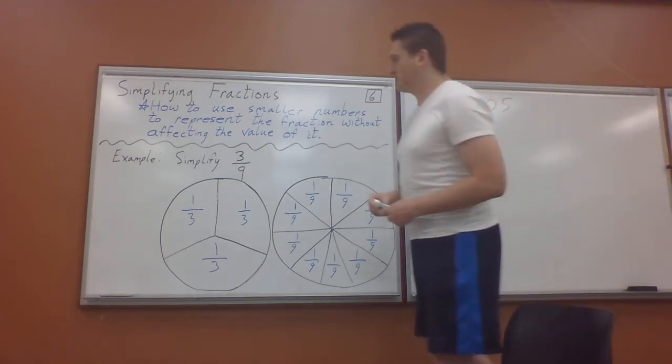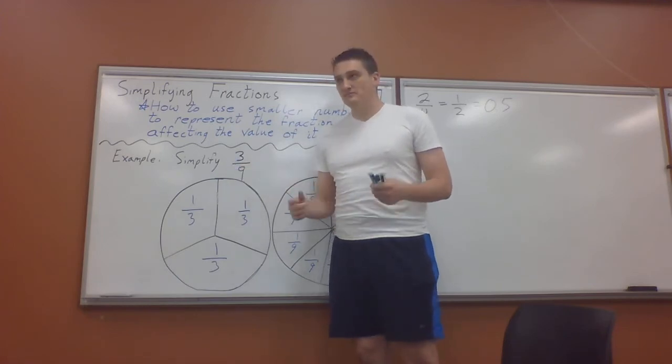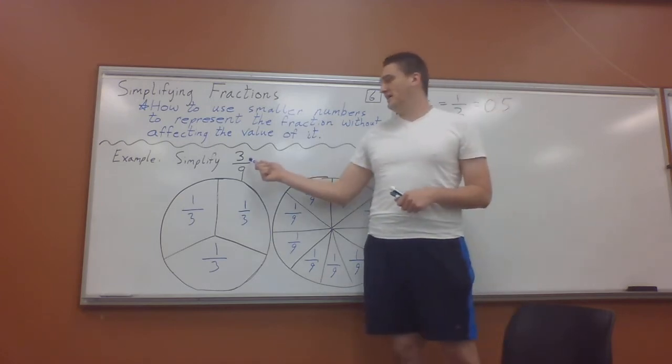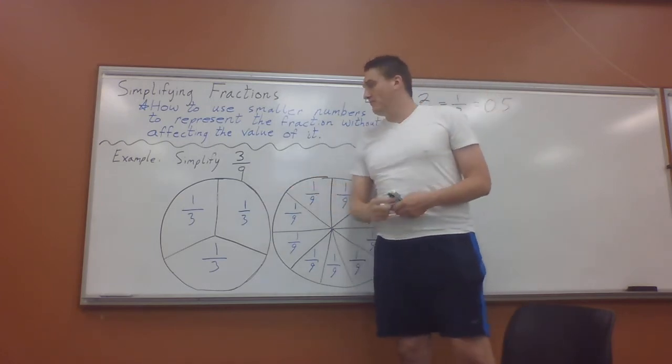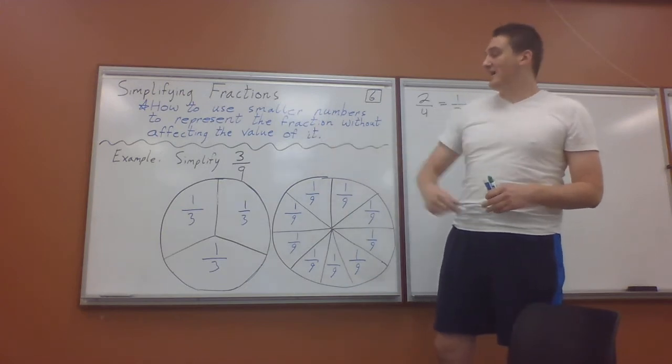So let's look at a first example here. I want to simplify 3/9. Now, why do I need to simplify it? Because I know that this is not in its lowest terms, meaning that there is a factor of 3 that goes into 3 and 9.